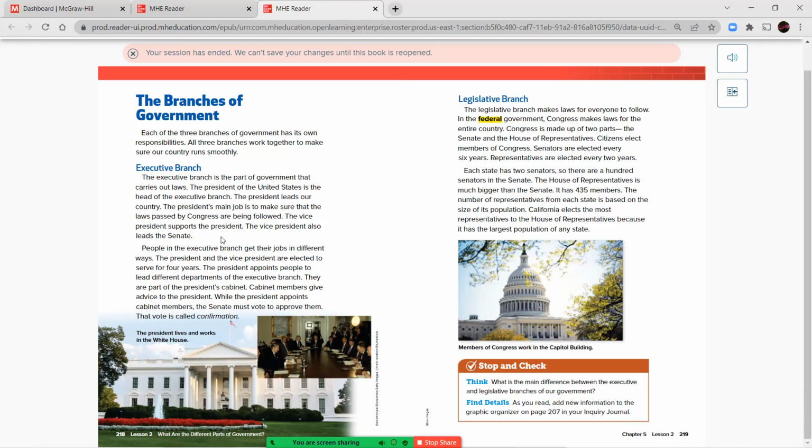The Vice President supports the President. The Vice President also leads the Senate. People in the executive branch get their jobs in different ways. The President and the Vice President are elected to serve for 4 years.